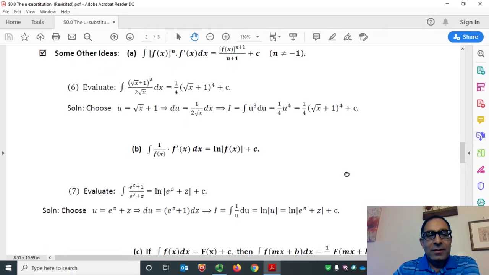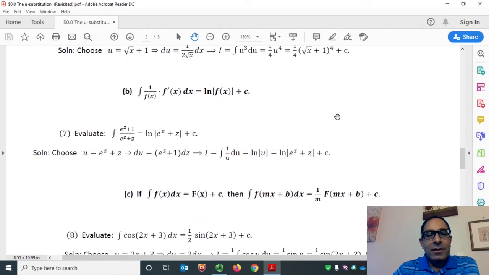Similarly, another quick formula here. If we have a fraction function to integrate where the numerator is the derivative of the denominator, then the integral of that fraction turns out to be the natural log of the denominator.